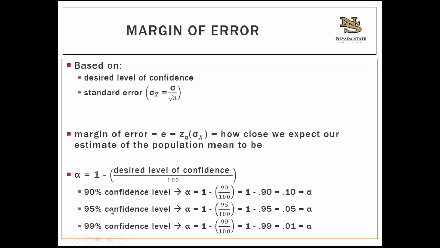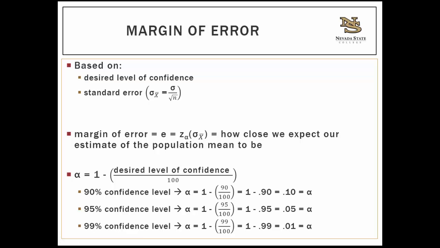If we had a 95% confidence level, then we would take 1 minus 95 divided by 100, which becomes 1 minus 0.95, and our alpha level would be 0.05. So for a 95% confidence level, you could replace this little alpha with a 0.05 in the formula. For a 99% confidence level, to find alpha, we would have 1 minus 99 divided by 100, which would be 1 minus 0.99, and we'd get 0.01. That would be our alpha that you would replace here in the formula if we had a 99% confidence level.